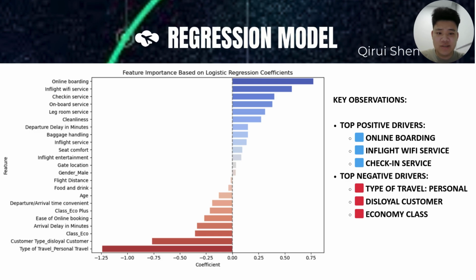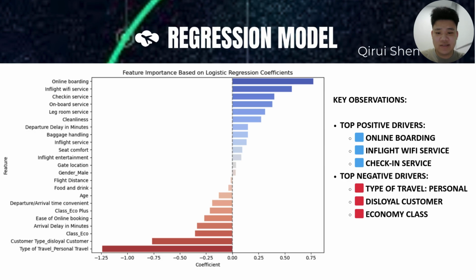By examining the logistic regression coefficients, we identify the top service factors that contribute to passenger satisfaction, most notably online boarding, inflight Wi-Fi service, and check-in service. On the other hand, features such as personal travel, disloyal customer, and the economy class are associated with lower satisfaction.